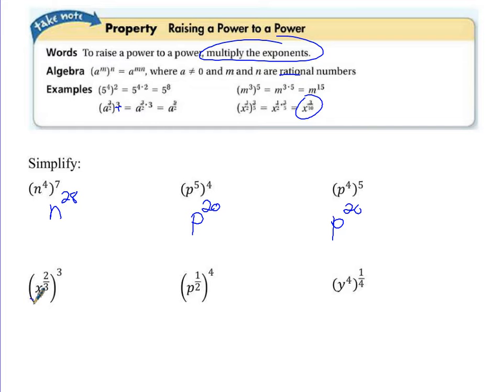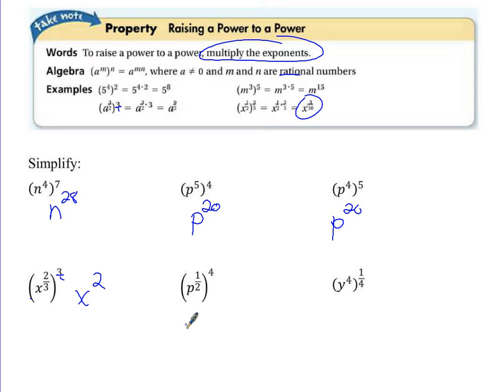How about this one? X squared. Good, because we multiply across. 2 times 3 is 6. 3 times 1 is 3. 6/3 reduces to just x squared.